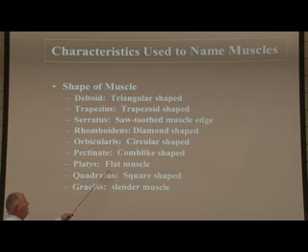Platy is just a word for flat. We're going to see that incorporated in a muscle in the neck that we did yesterday, the platysma. Then quadratus would be square or four-sided. And then gracilis is a word that refers to slender, a very slender muscle.